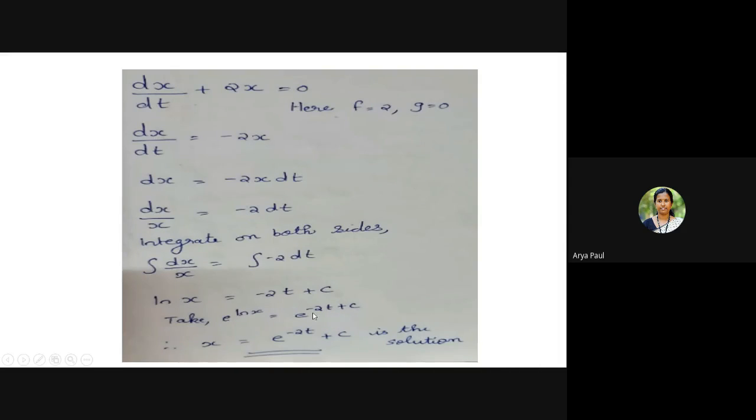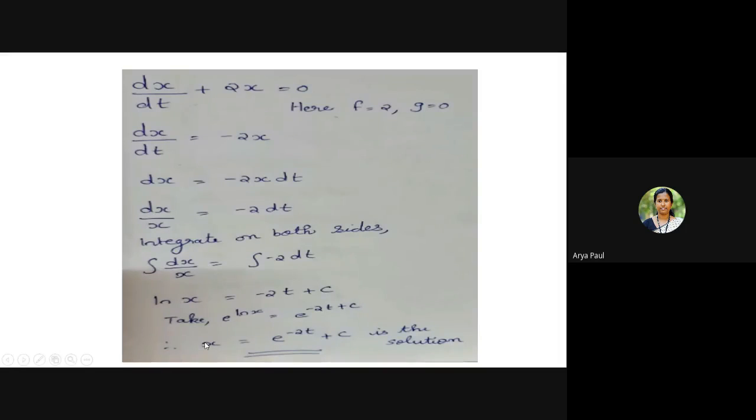Okay, or we can write e raised to minus 2 times t into e raised to c. What is e raised to c? E raised to c is again a constant because c is a constant. So e raised to minus 2 times t into e raised to c, where e raised to c is again a constant. So we can write it as c into e raised to minus 2 times t.